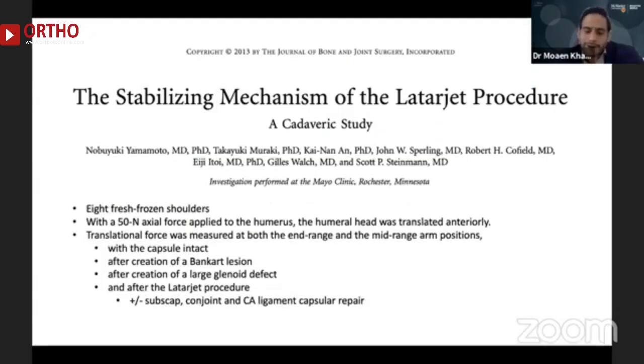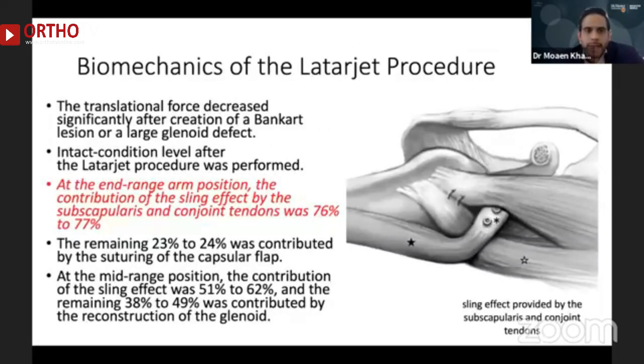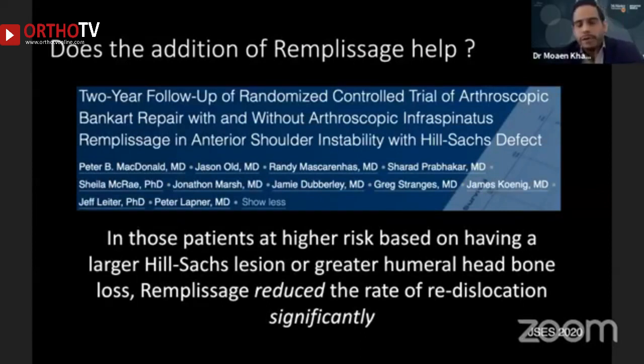What about the lateral J? Well, we're all very familiar with the lateral J procedure and the mechanism by which it works, the bony augmentation, the sling effect, and the capsular repair. So in terms of studies about the remplissage procedure, does it actually help? This is a good study that was published by Dr. Pete McDonald out of Winnipeg, where they looked at patients, this is a randomized controlled trial with 2-year follow-up, and they found that the addition of the remplissage procedure does reduce the rate of redislocation significantly in those patients that are at higher risk. So clinically, yes, the remplissage procedure does help.